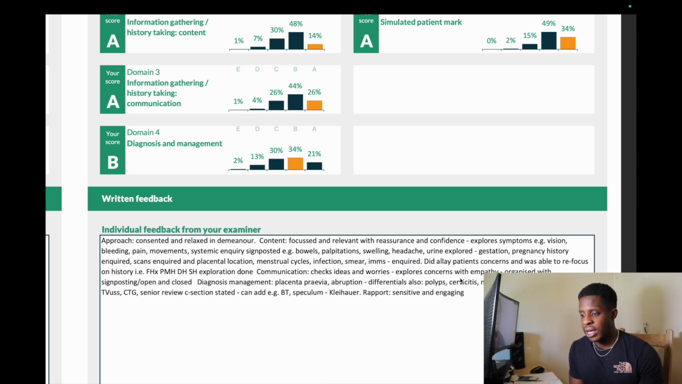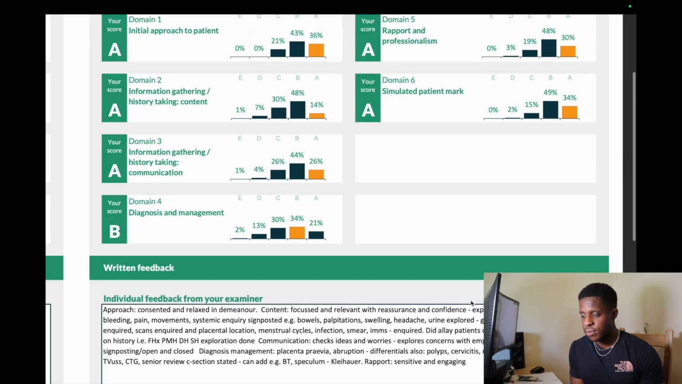rapport, sensitive, and engaging. Yeah, look, so the rapport, sensitive, and engaging. So I don't know what changed for this station, but I was happy there. And here's the feedback from the cohort if you want to read through that.